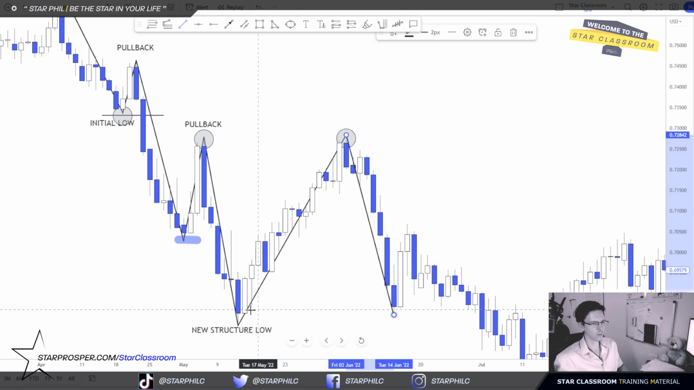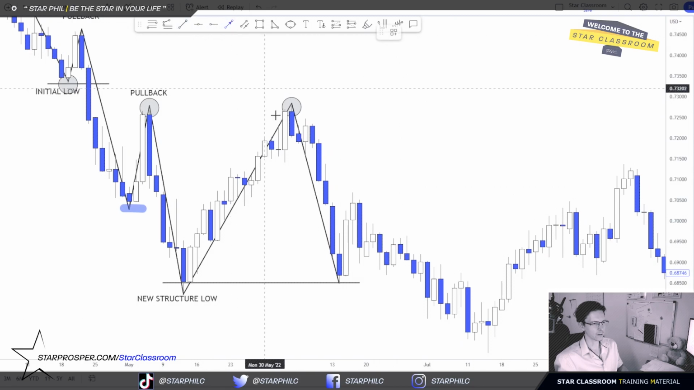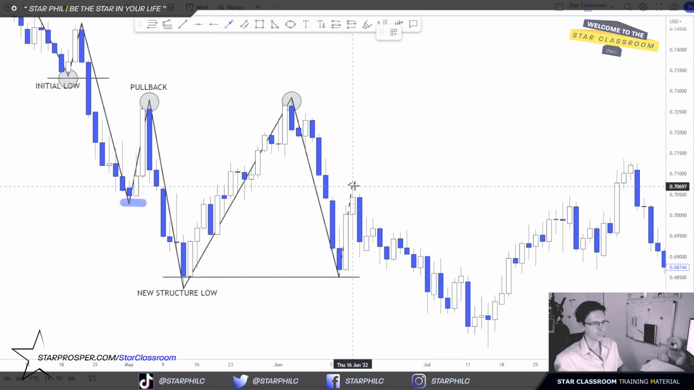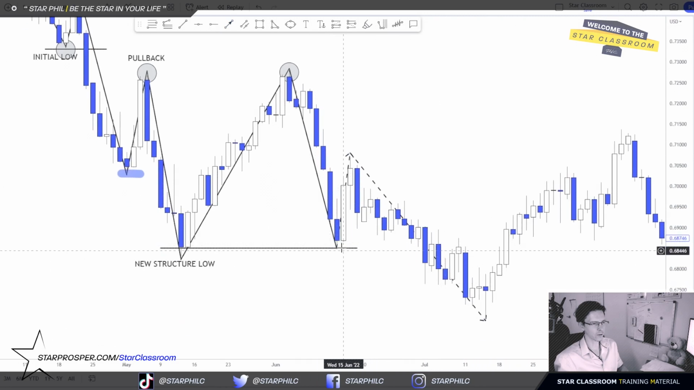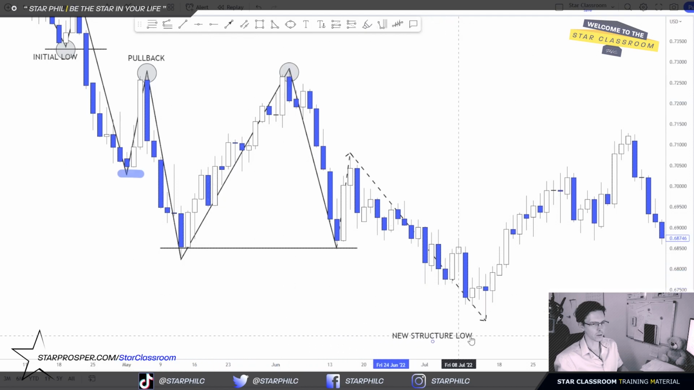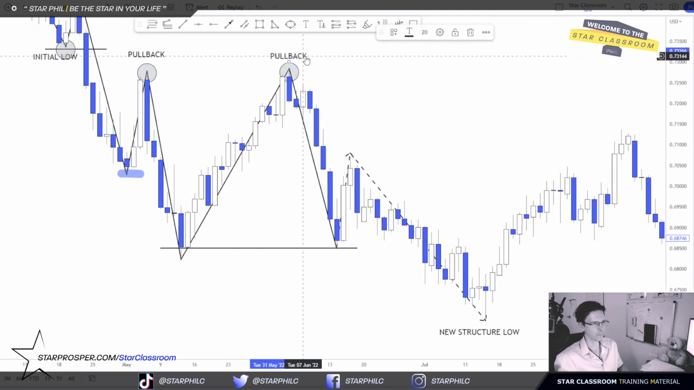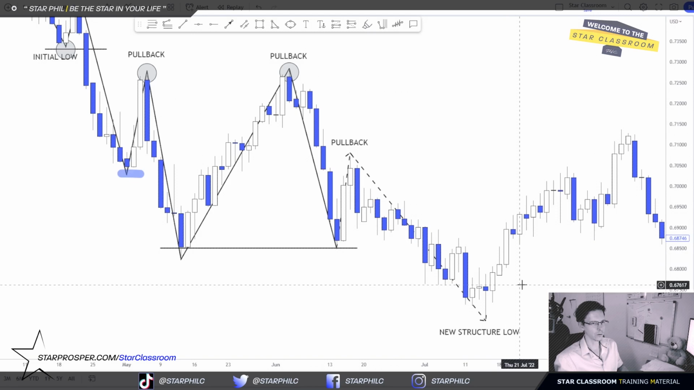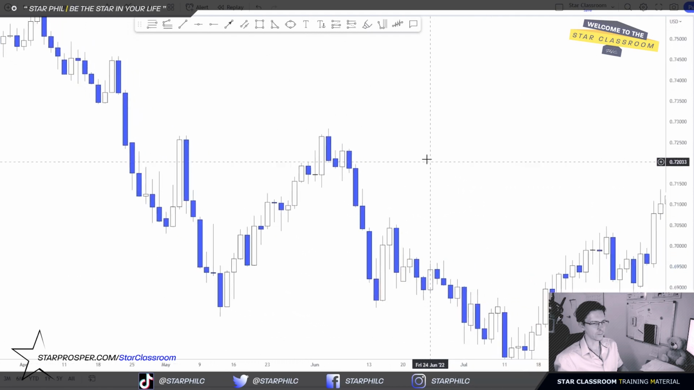We come all the way down. We retest this low right here. Then we get a shallow pullback like this. And then we get price action moving all the way down, closing below this low right here, giving us a new structure low. So here's our pullback, pullback, and then pullback here. And we continue towards the downside. So that's how you identify a bearish trend.